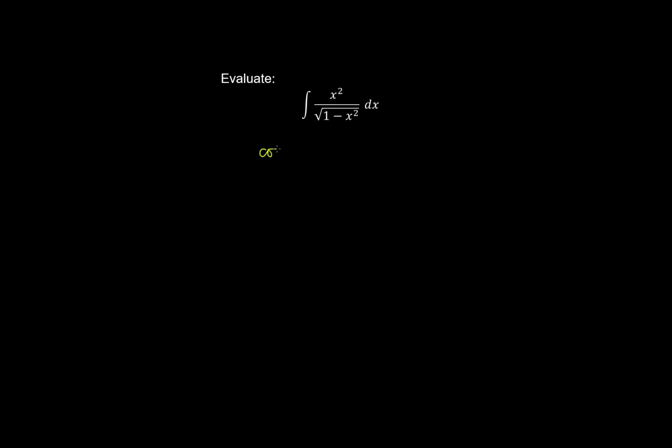Let's evaluate this integral. So to do that, we're going to use trig substitution. So we have our typical trig identity, and we're going to set x equal to sine theta. So therefore dx is cosine theta d theta. And now we can substitute for x in the integral. So we have sine squared theta times dx, which is cosine theta d theta.